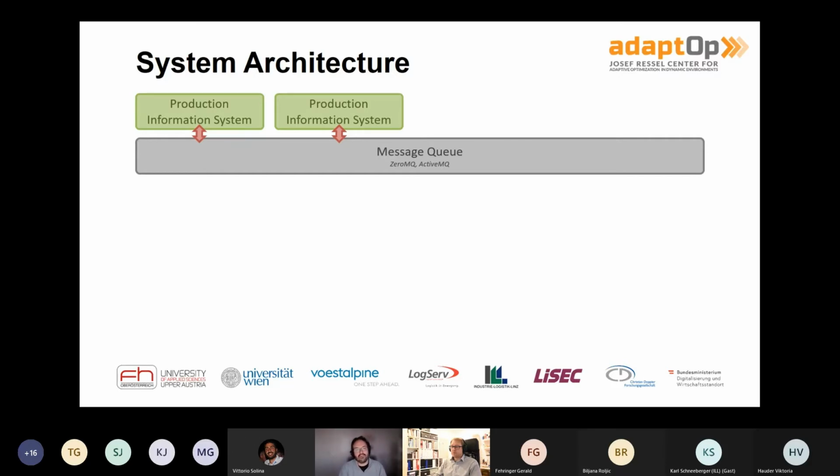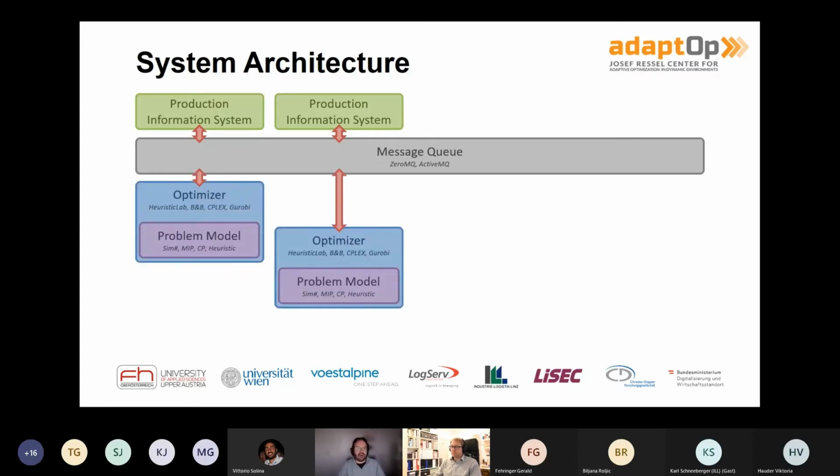So the production information system pushes messages each time such a change event occurs, each time new data in the production system is available. We pass this data to the message queue, and the message queue stores all this information, and the optimizers are attached to this message queue and are able to retrieve these messages, and are also able to send messages on their own to the message queue. So communication between the production system and the optimizers is decoupled using a message queue. And in our case, we have implemented a reference architecture for the system already. We use 0MQ, for example, or ActiveMQ as message queues for that purpose.